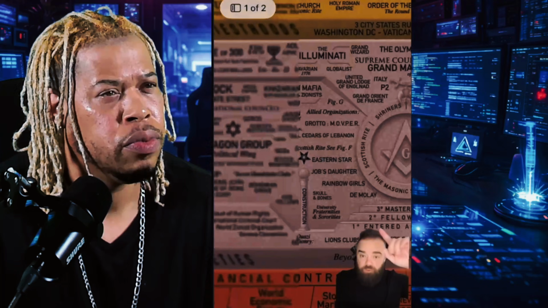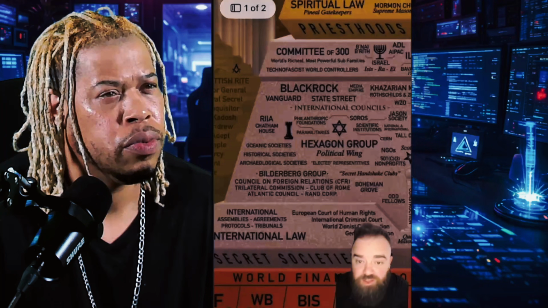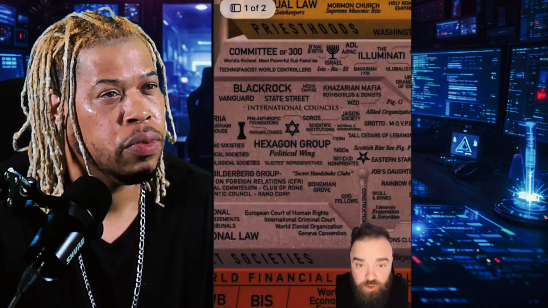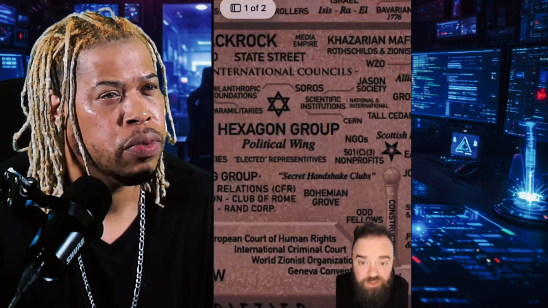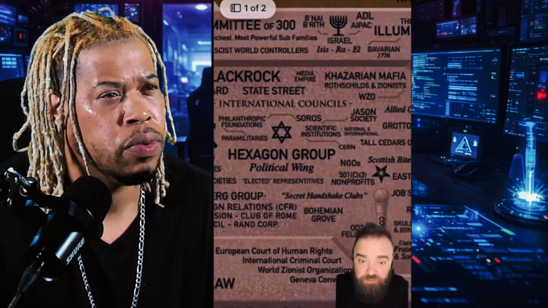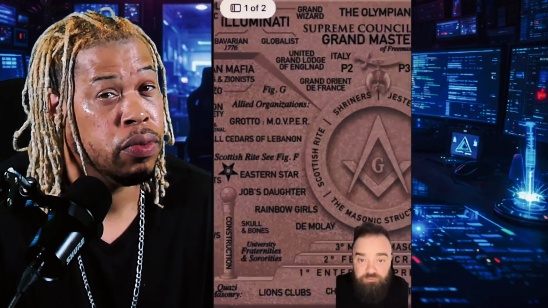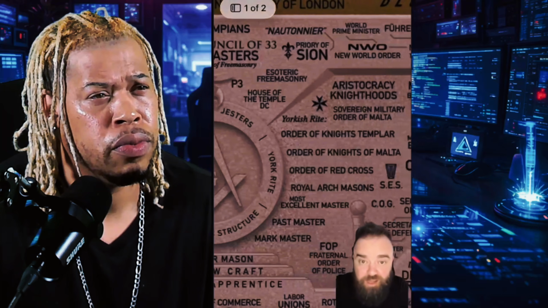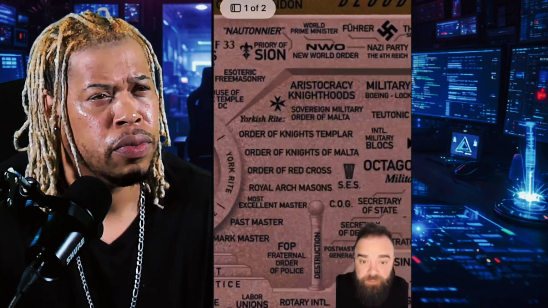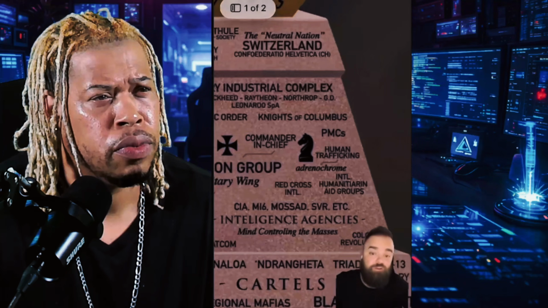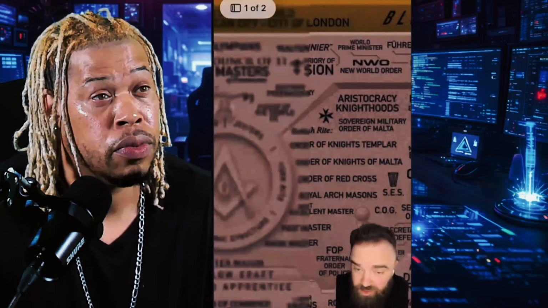Now, up above here is who is really running this world. We got BlackRock, Vanguard, State Street. We got George Soros in there. We got the Eastern Star, the Secret Handshake Clubs, Bohemian Grove, Skull and Bones, the Masonic, lots of Freemason stuff in here, the Grandmasters. And then over here you'll notice this symbol right up there, that's tattooed on the hand of somebody very close to President Trump.